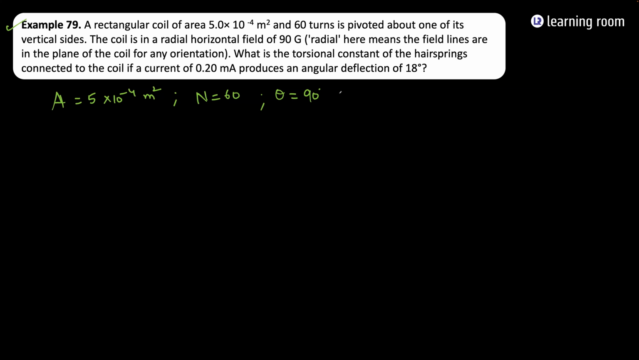And what is the value of the magnetic field that it is placed in? It is 90 G. This capital G stands for Gauss. Gauss is the CGS unit of magnetic field. Tesla is the SI unit of magnetic field. So it is going to be 90 G, or 90 into 10 power minus 4 Tesla. Is the point clear? So 1 Gauss is 10 power minus 4 Tesla.